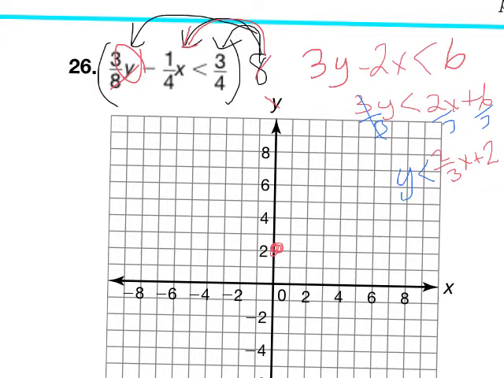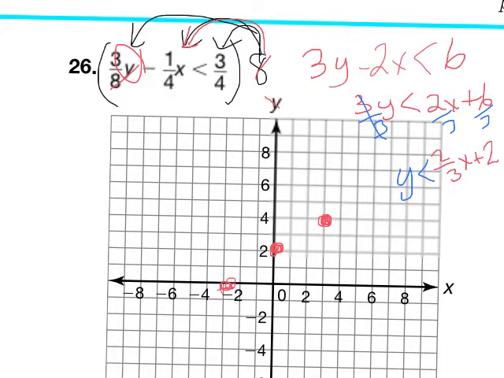Right there. That's this point right here. And from this point, where are we going to go? Up 2 and over what? Up 2, over 3. So right here. If I wanted to go backwards, what would I do? Go down 2 and then over 3 the opposite way.